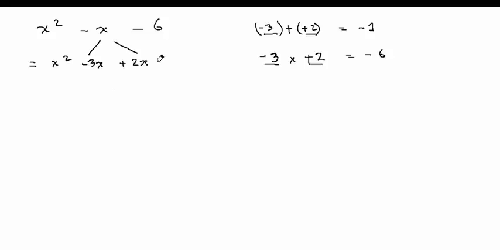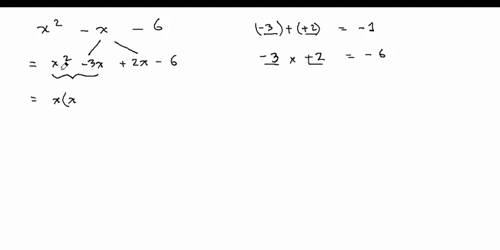No change on that, and the constant term is minus 6, or a negative 6. And the idea now is to pair these up and factorize them. So this is going to be equal to, if you try and factorize these two, the common factor between x squared and 3x is x. So you take an x out, what's left is an x.